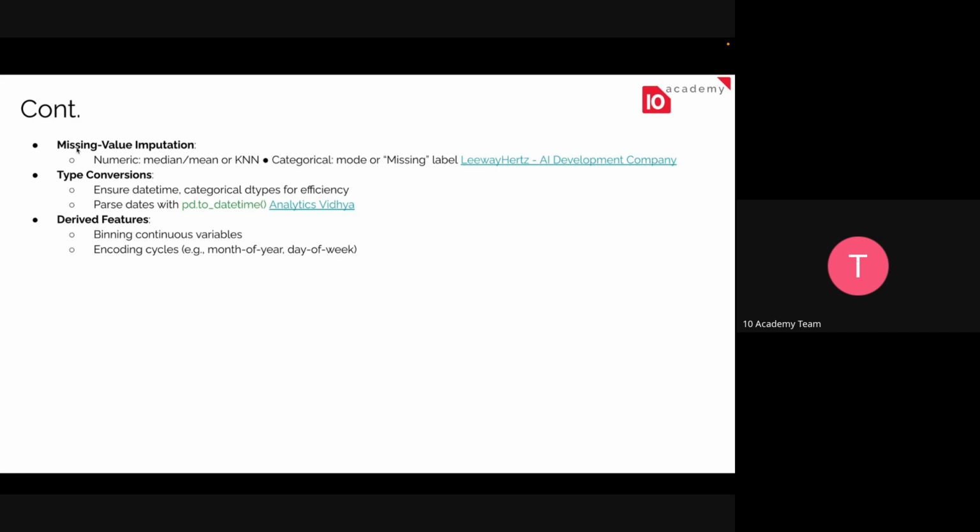So, missing value imputation. Imputation can be used in order to account for missing values, as well as in order to account for outliers. For numerical, you could use the median or mean or forward fill or backward fill. And for categorical, you could use the mode, the one that has been used most repeatedly. And of course, you could just leave it missing.